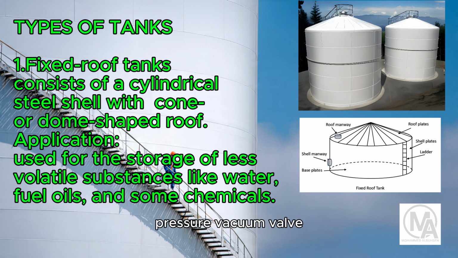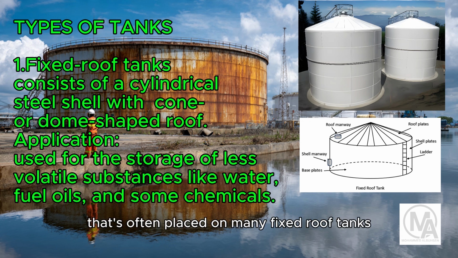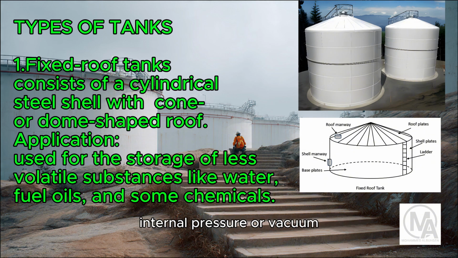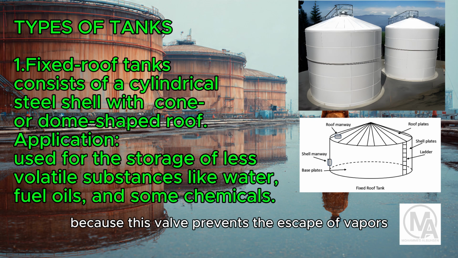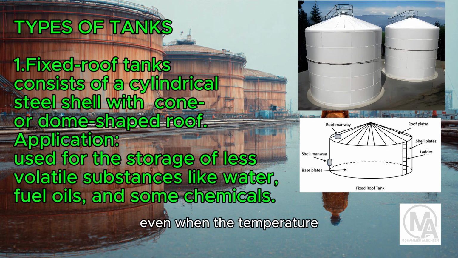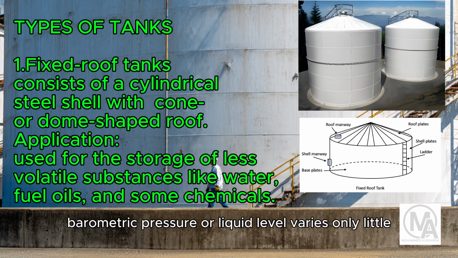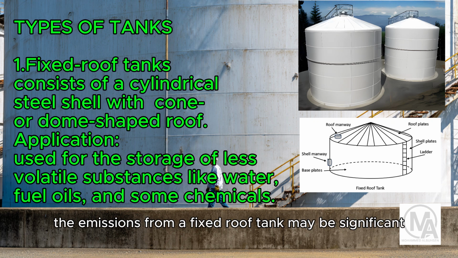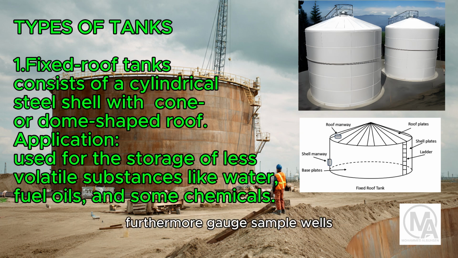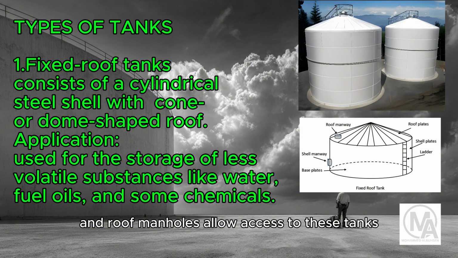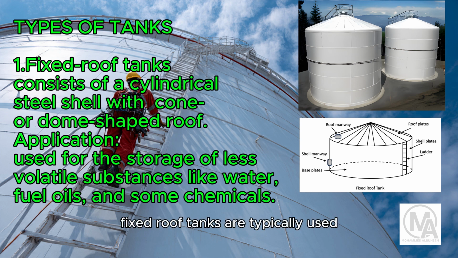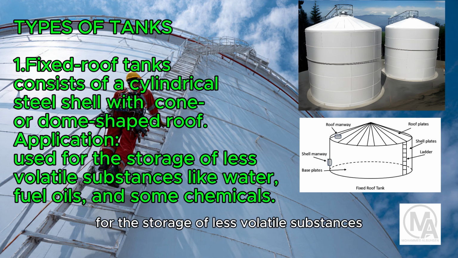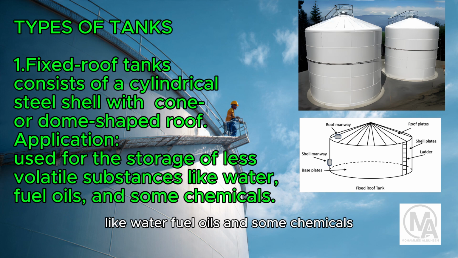A breather valve, or pressure vacuum valve, is often placed on many fixed roof tanks, enabling the tank to function at a very low internal pressure or vacuum. Because this valve prevents the escape of vapors only when the temperature, barometric pressure, or liquid level varies little, the emissions from a fixed roof tank may be significant. Furthermore, gauge sample wells, float gauges, and roof manholes allow access to these tanks and may be sources of volatile emissions.